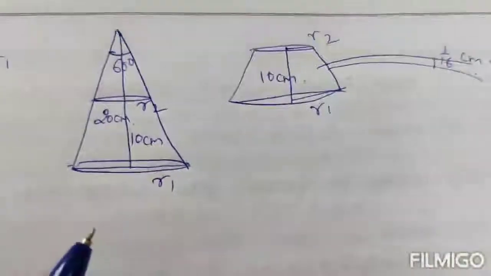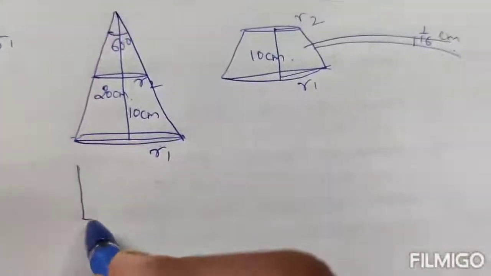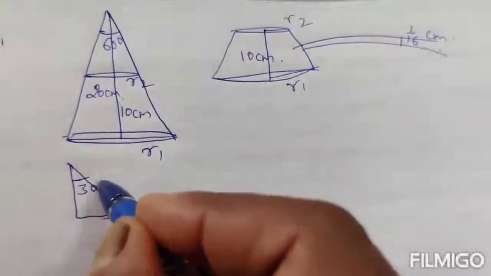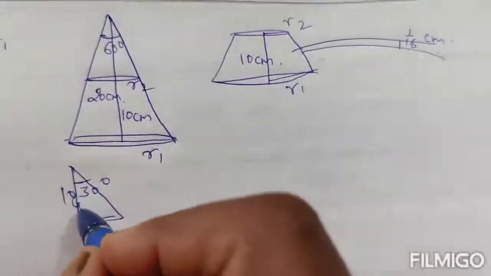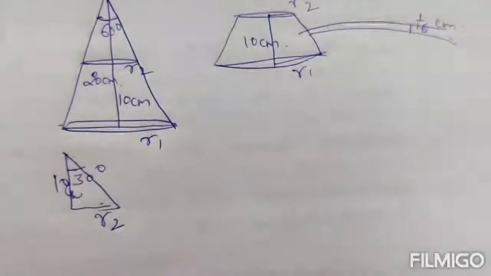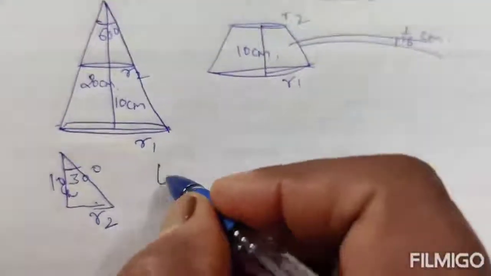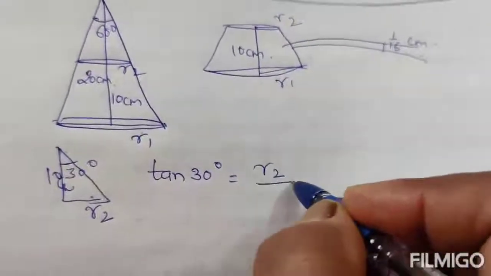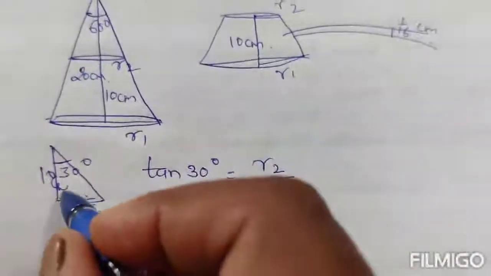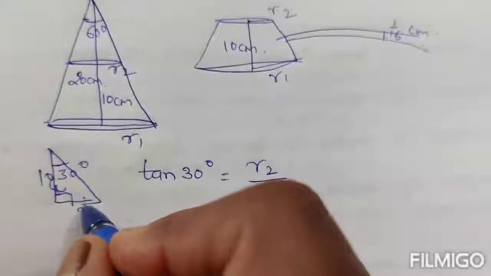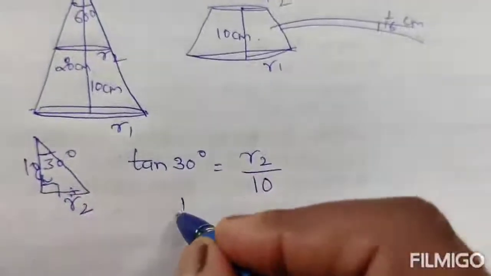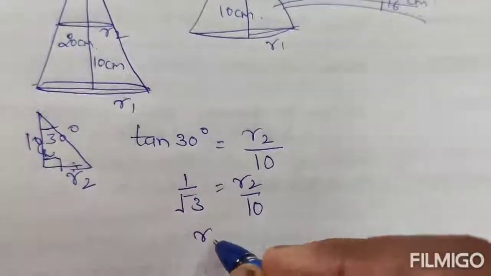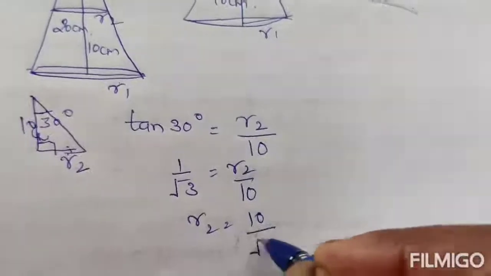First we have to find the radius R1 and R2. We make a triangle. Vertical angle is 60 degree, it means this angle is 30 degree, and height is 10 centimeter, and this is R2. By using tan, tan 30 degree equals perpendicular by base. Perpendicular is R2 and base is 10. This is a right angle. Tan 30 is 1/√3 equal to R2/10. R2 equals 10/√3.